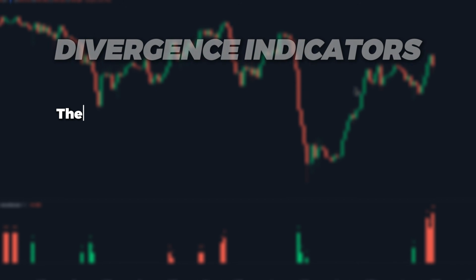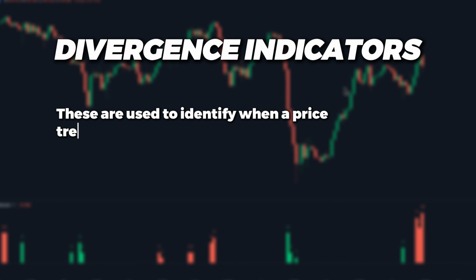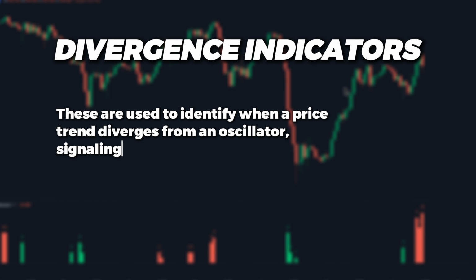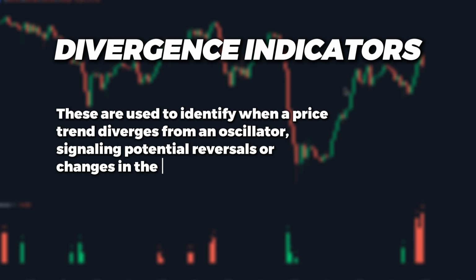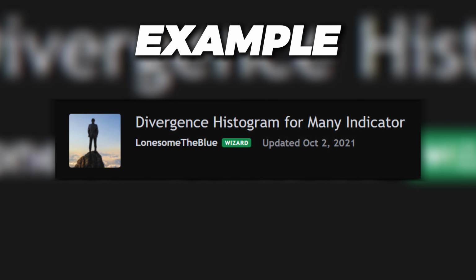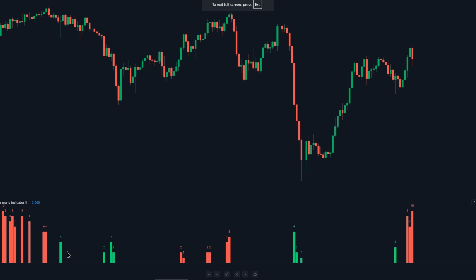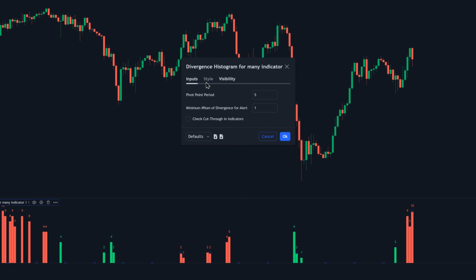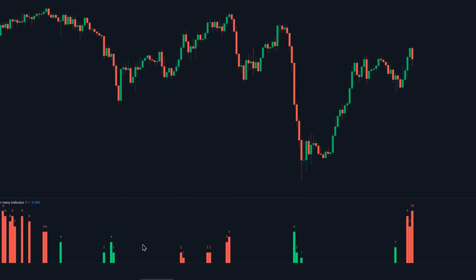Divergence indicators. These are used to identify when a price trend diverges from an oscillator, signaling potential reversals or changes in the direction of the trend. Example, divergence histogram for many indicators by LoneSomeTheBlue. This tool identifies divergences using 11 indicators and plots these divergences as histogram bars. Green bars indicate bullish divergences, red bars indicate bearish divergences.